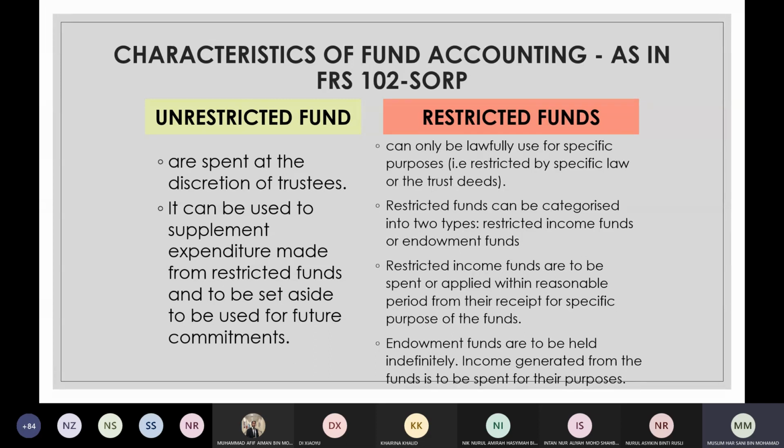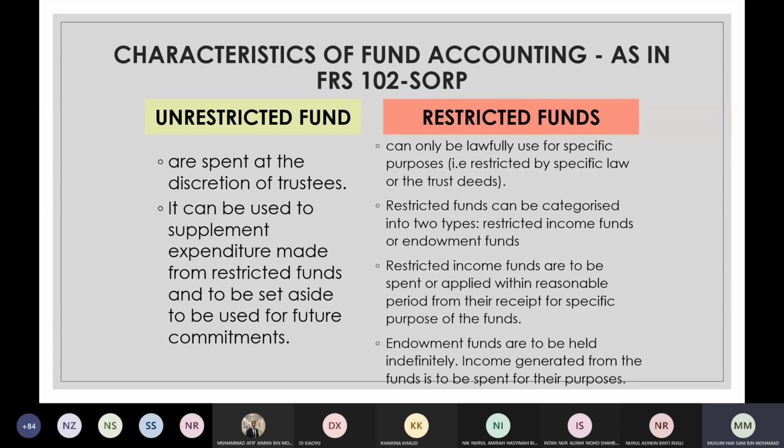Restricted funds can be categorized into two types: restricted income funds or endowment funds. Restricted income funds are to be spent or applied within a reasonable period from their receipt for the specific purpose of the funds. I think restricted income funds at the end will be ended because all the money is used. They receive the income, they use the income. So they receive the income, let's say 100,000, or let's say in the year they receive 30-40 million. All of the money will be used for the purpose that is decided by the trust committee or by whoever has that authority.